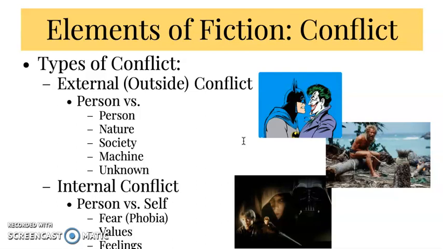The other type of conflict is internal conflict. So that's always going to be the person versus themselves. But what part of themselves is that conflict? So it could be about their own fear. So maybe if you have a phobia of like spiders or something like me, that could be your own internal conflict. You could also have an internal conflict with yourself and maybe your own values or morals or your feelings.